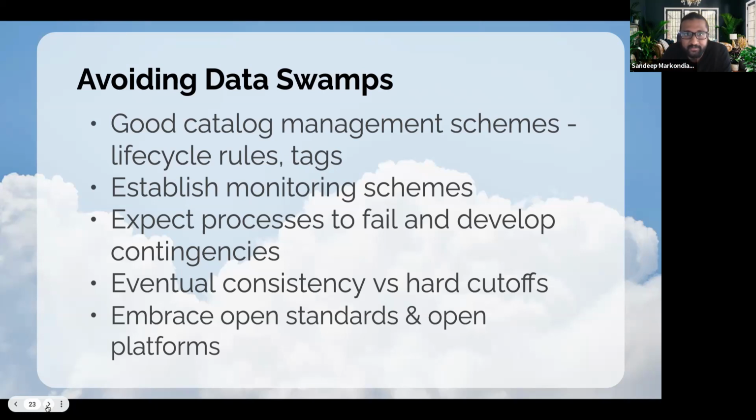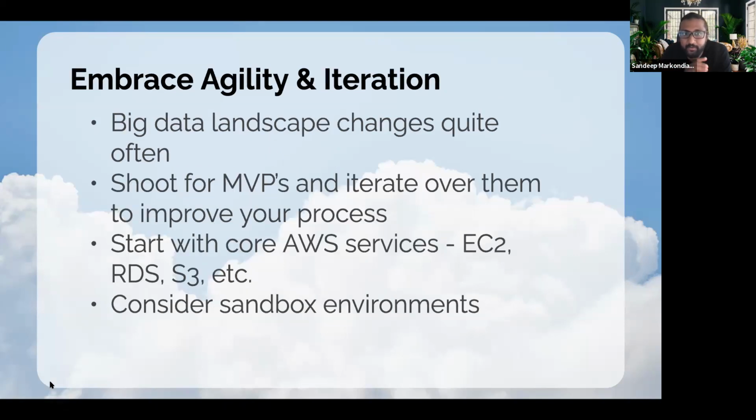Next slide, Stephen. The next one is, in order to do all of this, going back to the term about boiling the ocean, we can't do everything all at once. So doing things in an agile and iterative manner is really essential. Start with a minimum viable product and iterate over it, improving your processes as you go along.